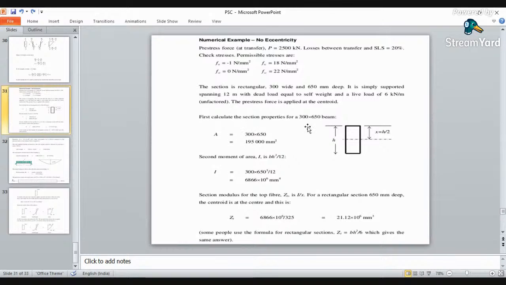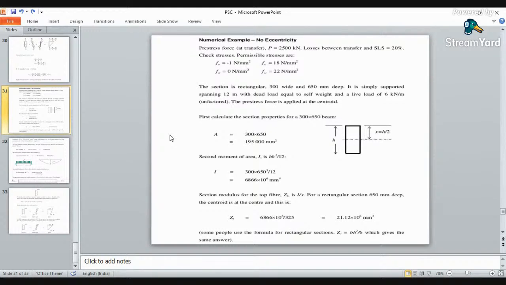Now section property is here, a 300 by 650 mm deep beam is given to you. Okay, so find out the area, that is 300 by 650 mm. Then we have to find out the Z. So Z is nothing but the ratio of moment of inertia to the depth of your neutral axis.